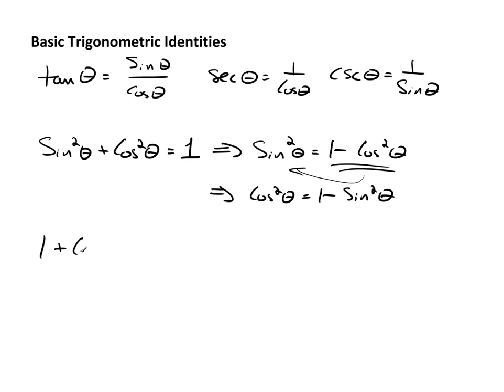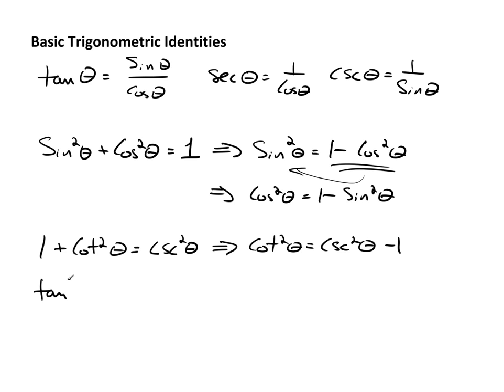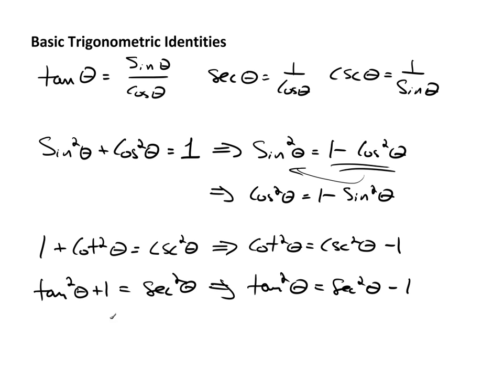Now, a couple more identities that come in handy. 1 plus cotangent squared of theta is equal to cosecant squared of theta. And that obviously implies that cotangent squared of theta is cosecant squared theta minus 1. And tangent squared of theta plus 1 is equal to secant squared of theta, which implies that tangent squared theta is equal to secant squared theta minus 1.